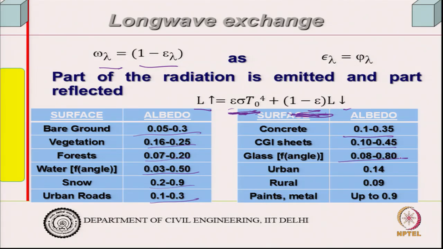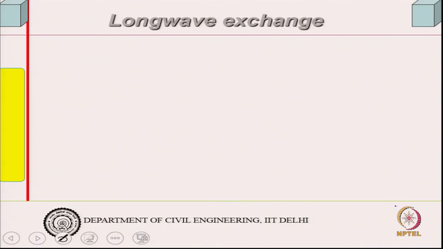And glass will also depend upon angle of incidence, so does water. At 90 degrees, of course, it reflects the maximum; at a lesser angle it will reflect relatively less. So albedo values vary accordingly. Urban and rural, plants, paints and metals, even up to 0.9. So albedo values vary depending upon the type of surface on the earth.